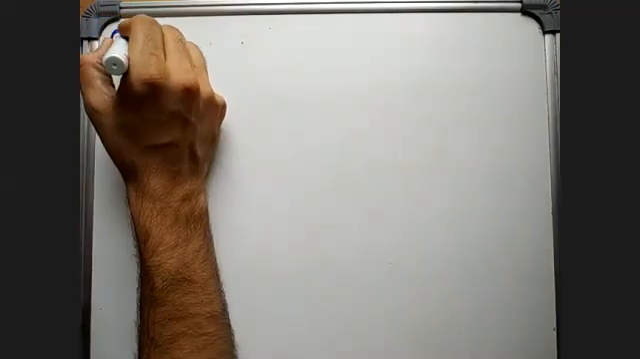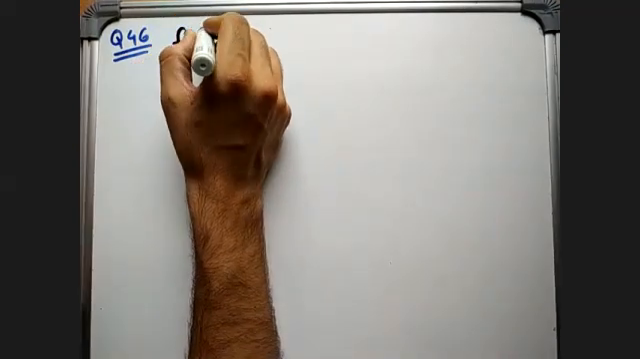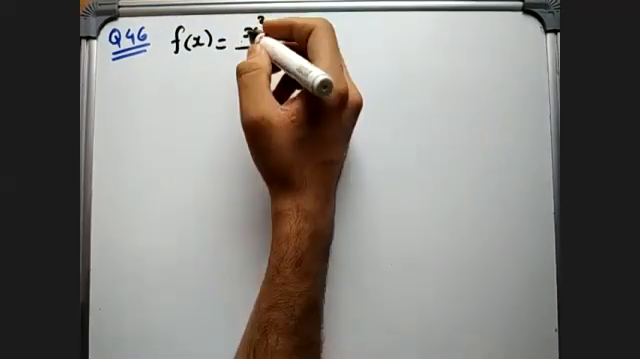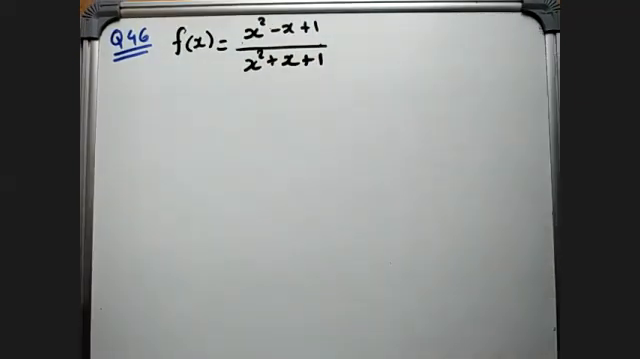Now let us see question number 47. Or no, after 45 you are having doubt in 46. So question 46 first. In question 46, they are asking to find the range of x square minus x plus 1 divided by x square plus x plus 1. Now raise your hand. Who will tell me how we are going to find its range?